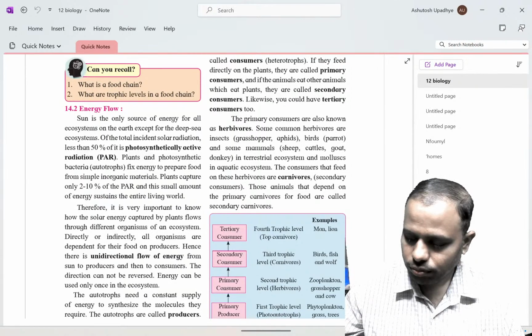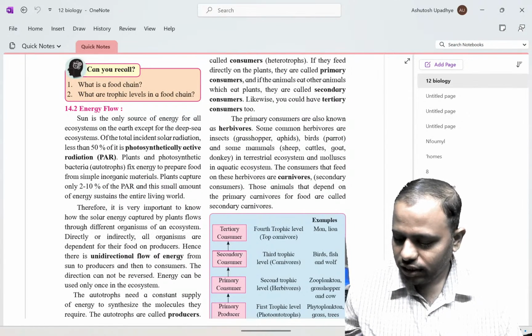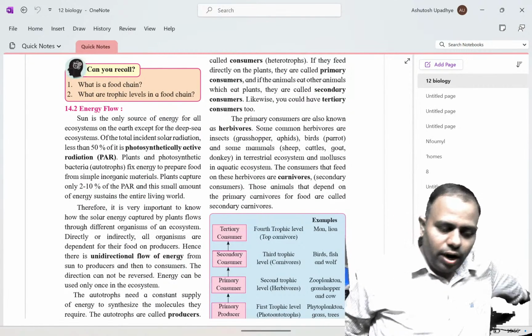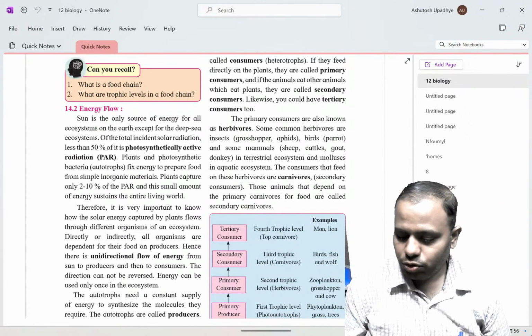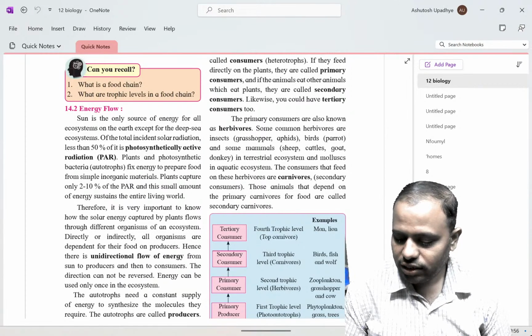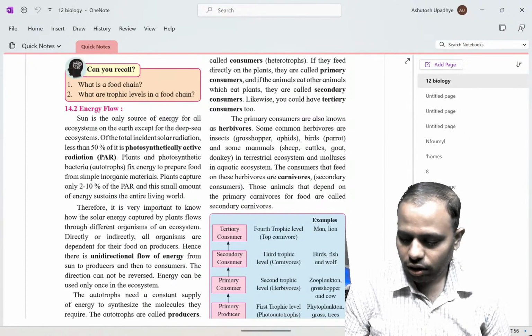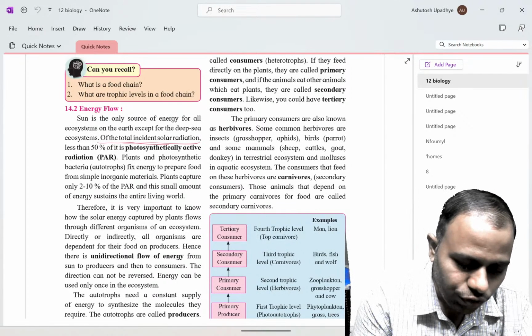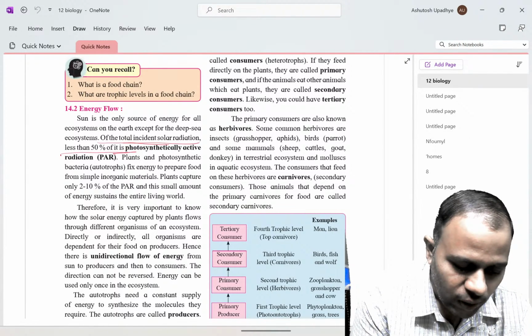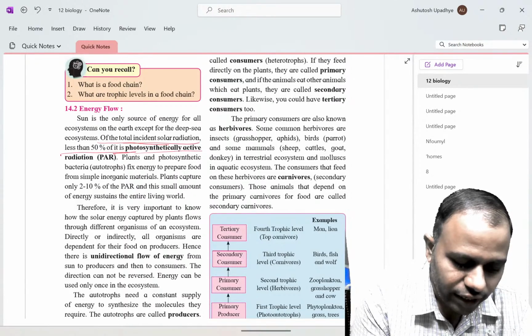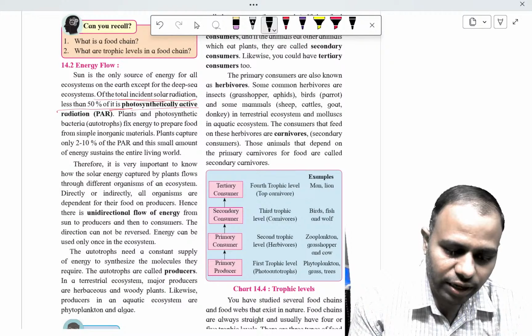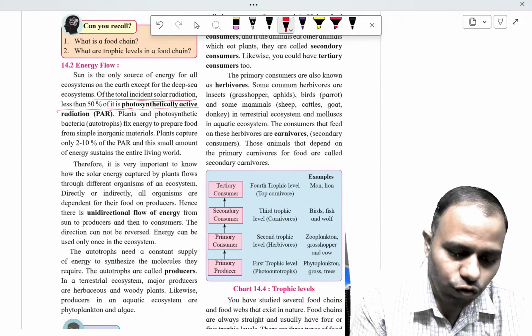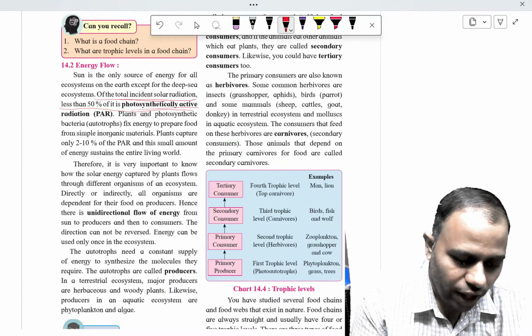So remember, the total energy that the sun transmits is not always accepted or absorbed on earth. Whatever energy is emitted by the sun is not accepted on earth. Out of the total incident solar energy, less than 50% of it is photosynthetically active. Means whatever energy is transmitted by the sun, 100% is not photosynthetically active. Out of that, only 50% is actually important for photosynthesis.